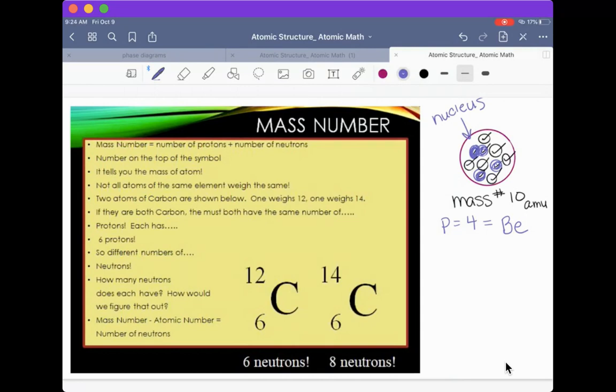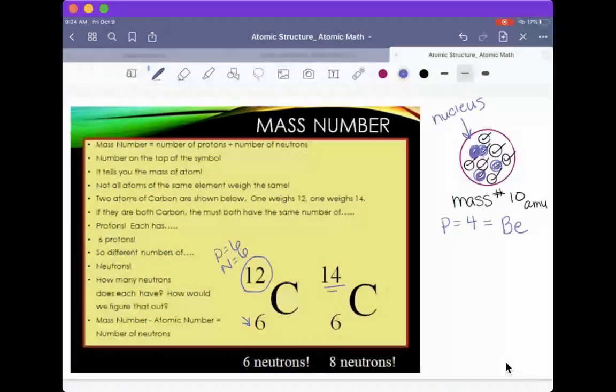So let's take a look at the example we have here with carbon. We have an atom of carbon with the mass number of 12. So we obviously have 6 protons, right, because of this number here. And neutrons we can easily determine because we take the 12 minus the 6, so we have 6 neutrons in that particular carbon atom. In the other one, we have a mass number of 14.